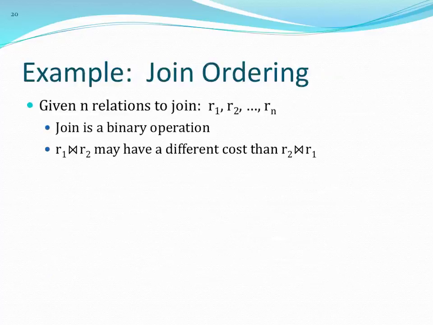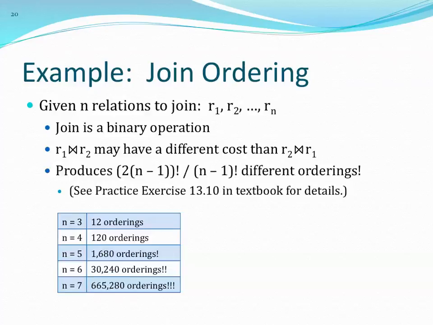So like it says here, join is a binary operation, and let's say we have n relations to join. R1 theta join, or R1 natural join, whatever, it doesn't matter, R2 may have a different cost than R2 join R1. This is the number of different orderings you can end up with. I'm not going to go into the derivation of this, but there is a practice exercise in the textbook, and the answers to the practice exercises are available online, so you can go look at the answer and see how they derive this result. But you can see it starts ballooning immensely.